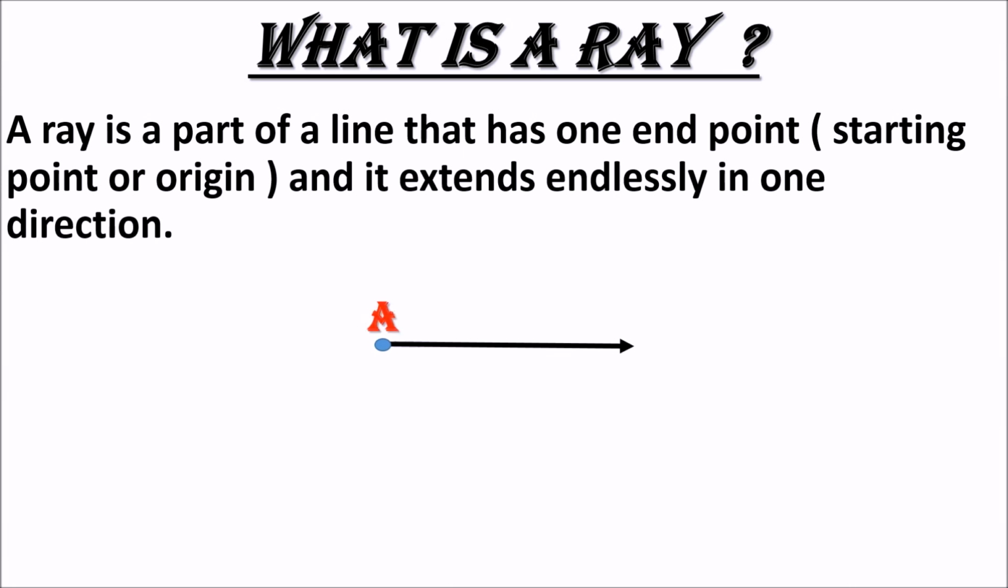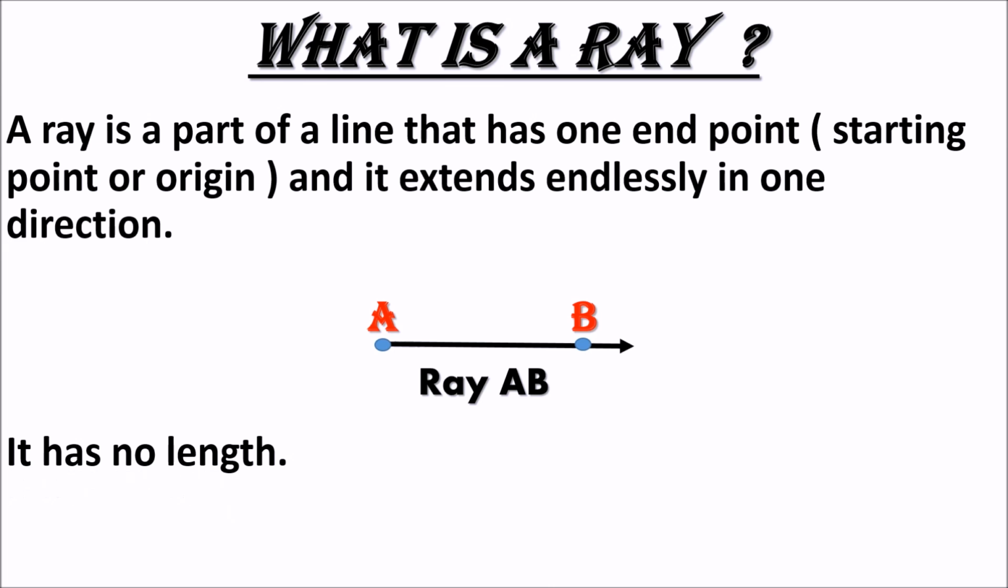Now we'll name this end point. Okay, it's A, point A. So point A is the end point of a ray. Now we will take one more point on this ray. We'll name this point B. So it is ray AB. How will we name this? Ray AB. You have to name the ray starting from the end point. The end point is here A, so name it from A. It is ray AB. It has no length.